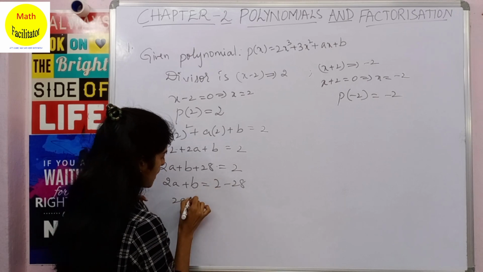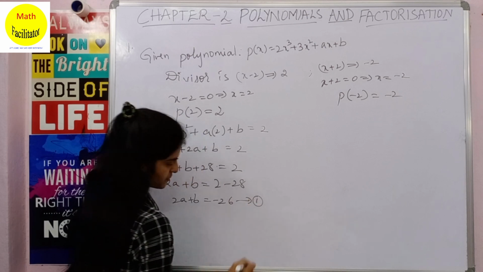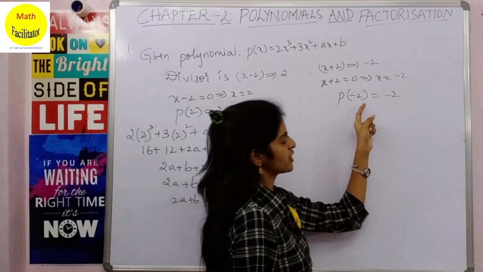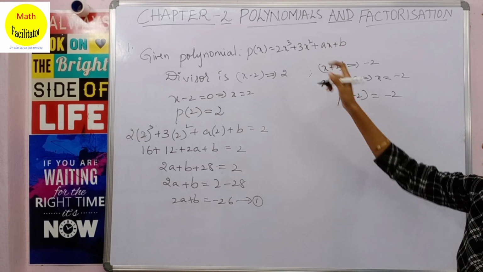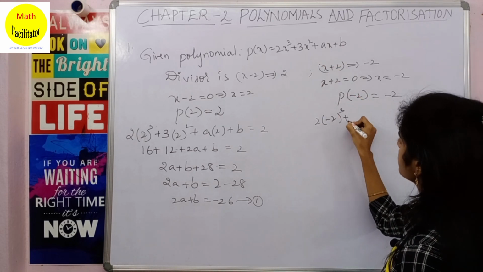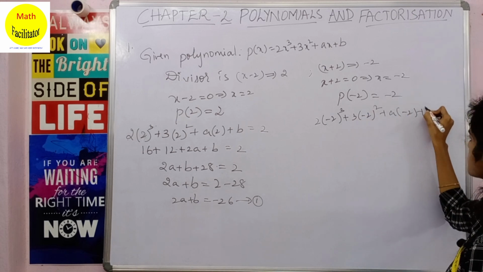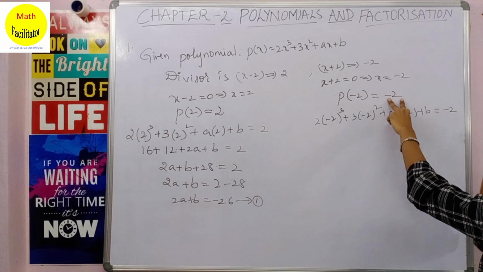So 2a plus b is 2 minus 28, which is minus 26. This is equation 1. Okay, now let us substitute p of minus 2 in this polynomial. So it is 2 into minus 2 cube plus 3 into minus 2 square plus a into minus 2 plus b equal to what? Equal to minus 2.